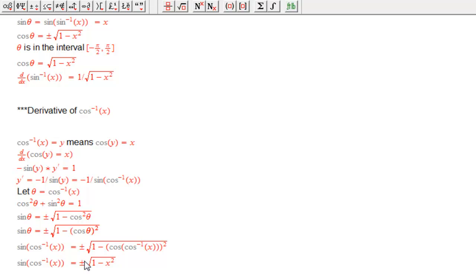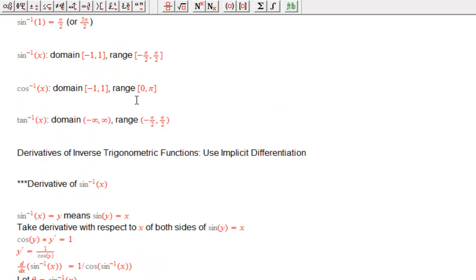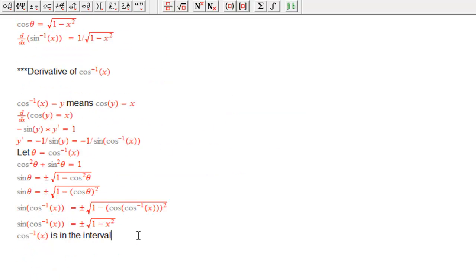Okay, and I still have this pesky plus or minus there. Well, it turns out we can get rid of that. We know that inverse cosine of x is in the interval what? Well, if I scroll up here, how do we define inverse cosine? We defined it so that its output was between 0 and pi. Now what happens if I take sine of an angle between 0 and pi?